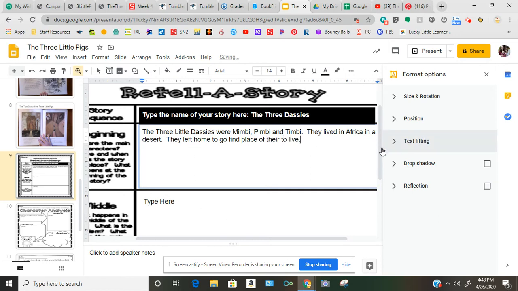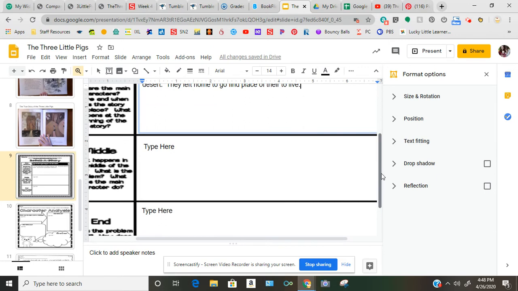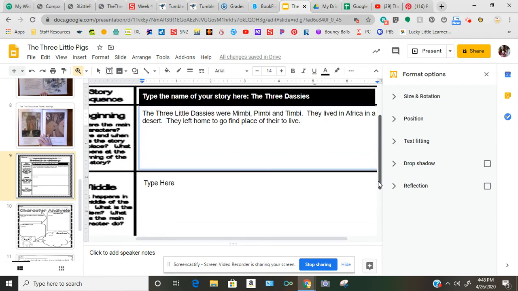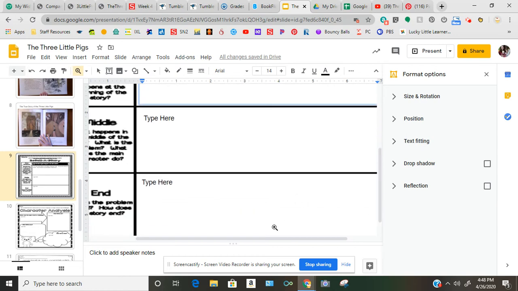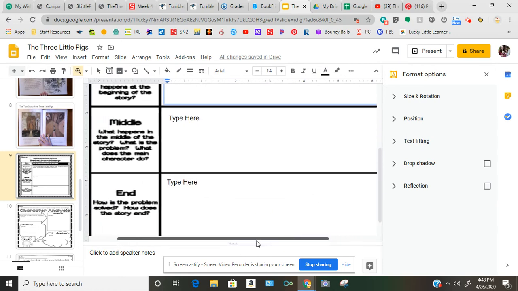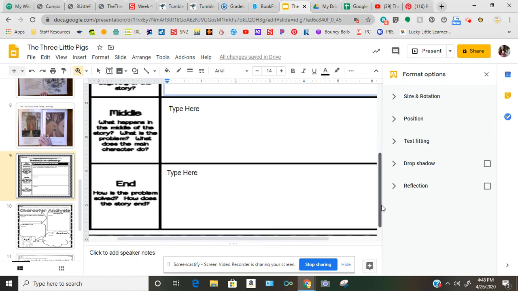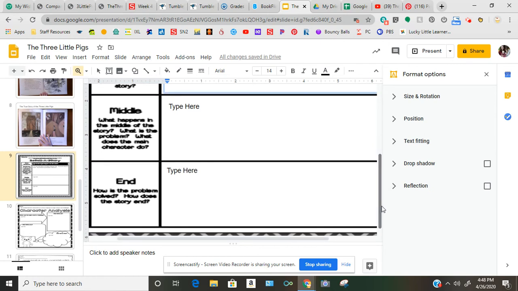Okay. All right. I'm going to come back down here. Now we're going to do the middle. That one is simple. That's all you need. That's the beginning of the story. The middle is where the bulk of the story takes place. That's where you're going to have the most typing because the most action happens at the beginning in the middle of the story. So what happens in the middle of the story? What is the problem? And what does the main character do? So in this case, we kind of have three main characters or four main characters because we're talking about three Dassies or three pigs and the bad guy. In this case, it is the eagle.